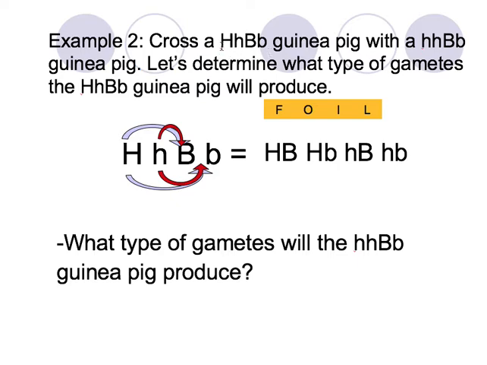So this guinea pig, remember, was heterozygous for both traits. So what kinds of gametes do you think the little h, big B, little b guinea pig is going to make? I know you can't really answer me right now, but just think about it. Okay, so for the H trait, all it can pass on are the little h's. But it could pass on that little h with a big B, or it could pass on its little h with a little b. So this one's going to produce 2 different gametes here.